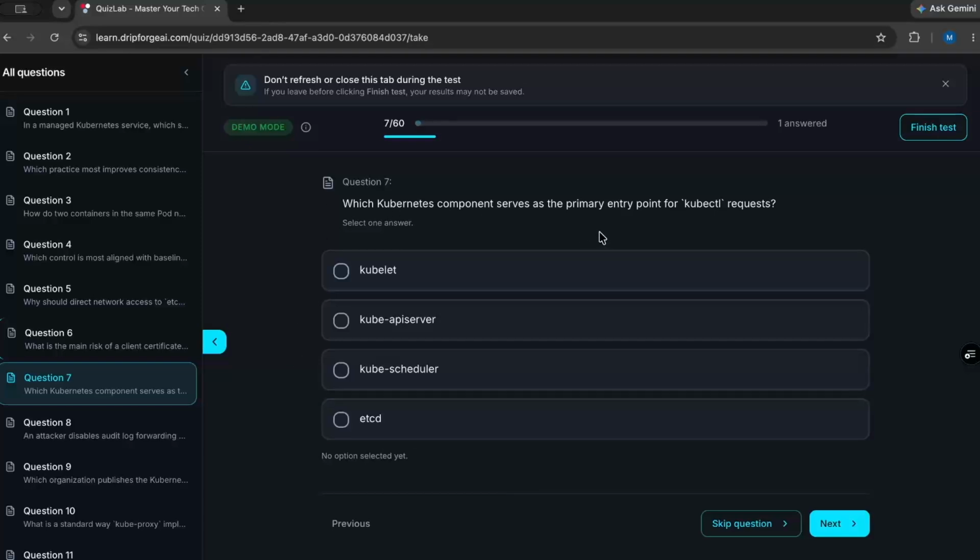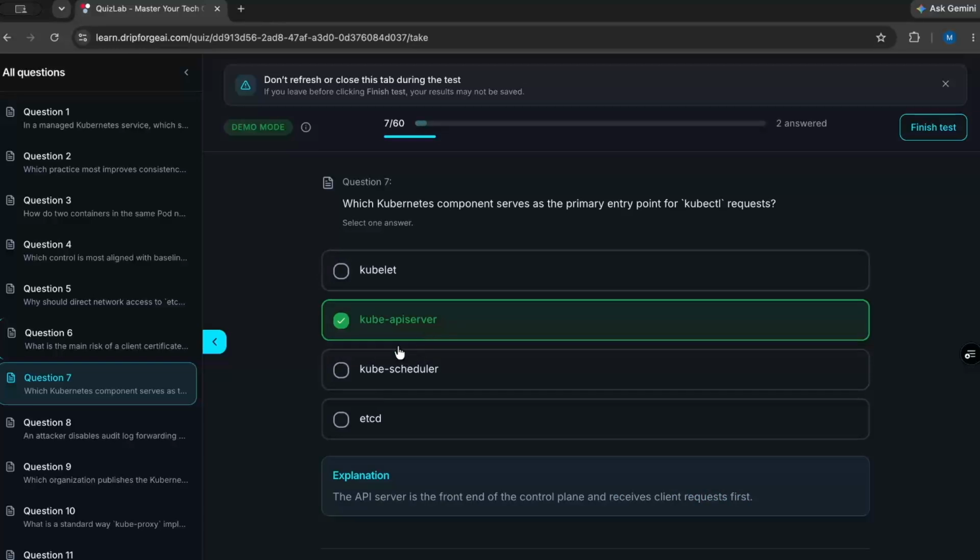etcd is mainly for storage of the cluster information. So why would we choose that? We are talking about the entry point for kubectl. So my best choice will be kube-apiserver. So let's go with kube-apiserver. Now let's read the explanation.